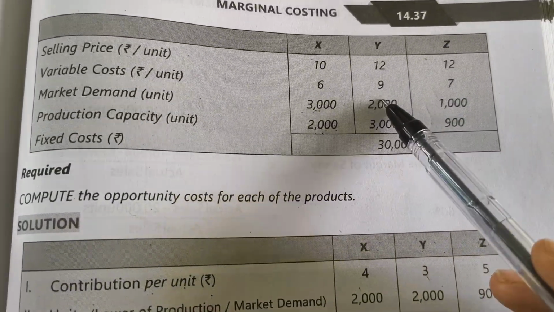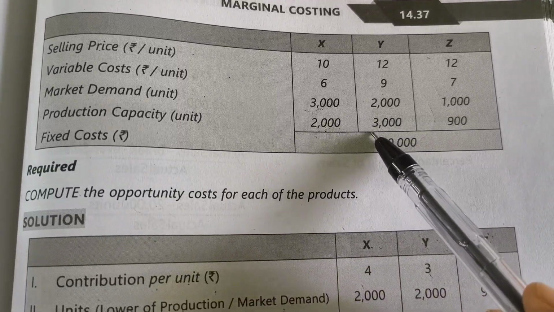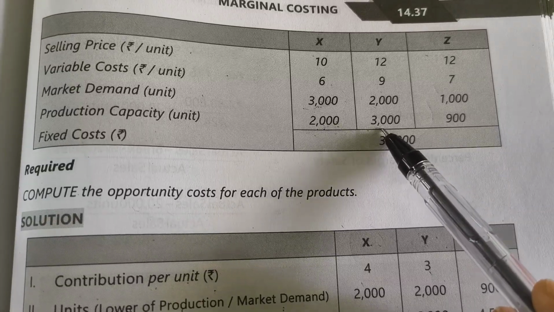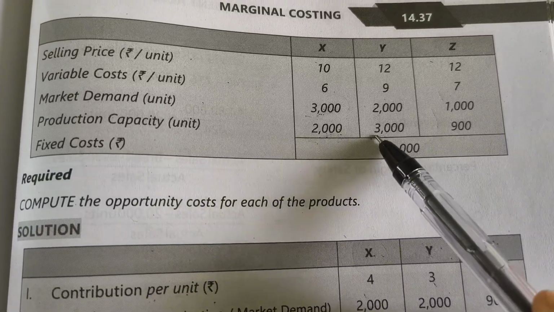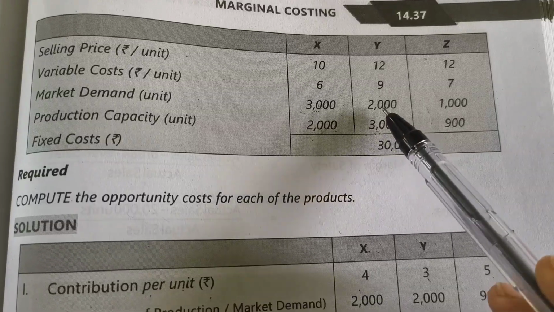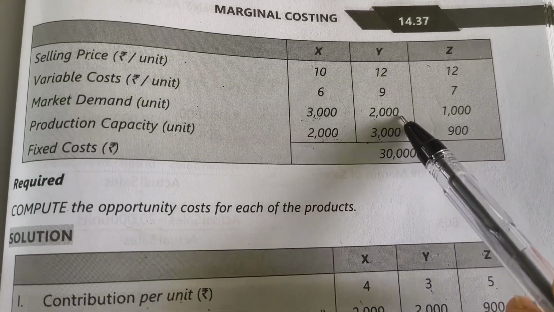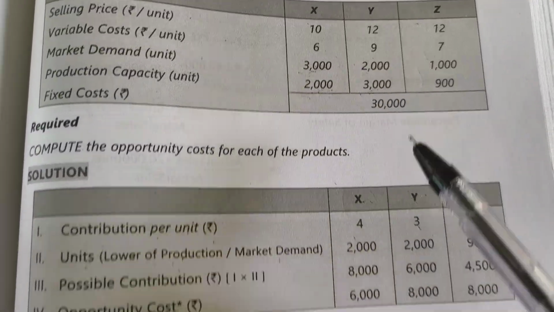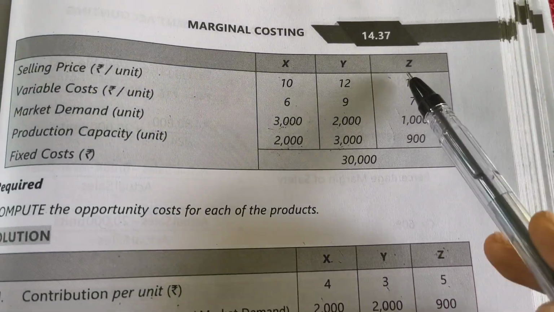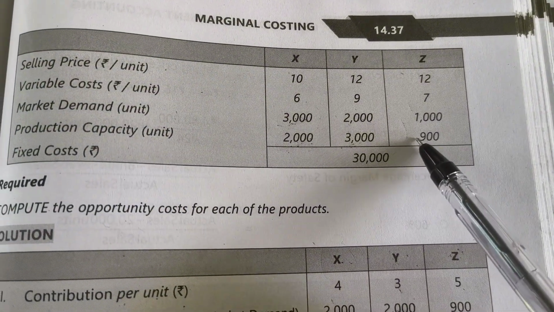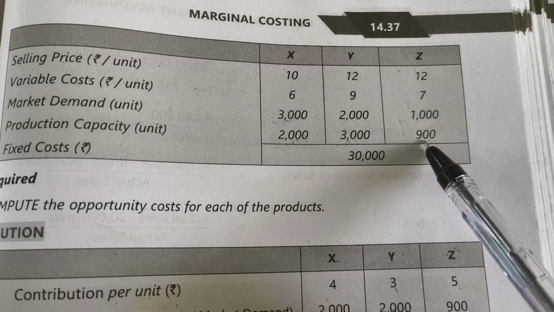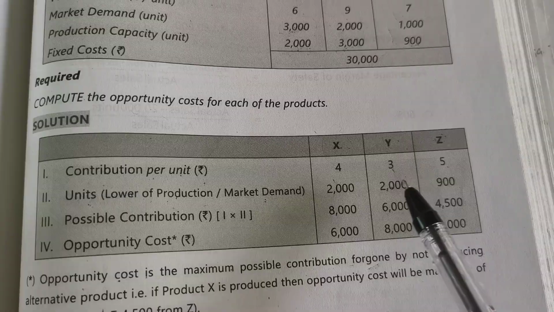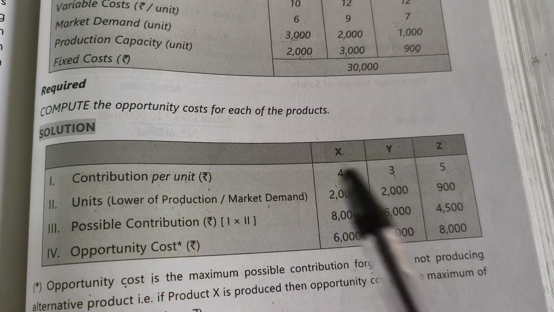For product Y, the market demand is 2000 and the production capacity is 3000. Even though we have a production capacity of 3000, is it required to produce all the 3000? No, right? Because the market demand is only 2000. So we will choose the lower of market demand and production capacity, that is 2000 here. For Z, the market demand is 1000 but the production capacity is 900. So the number of units produced is 900. So we get the number of units produced from the lower of market demand or production capacity.